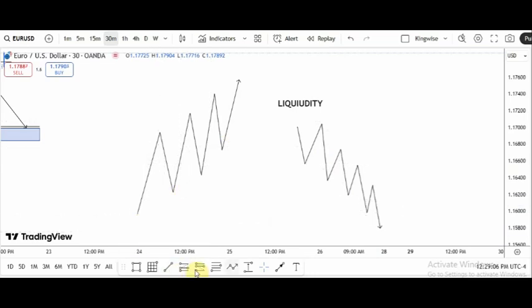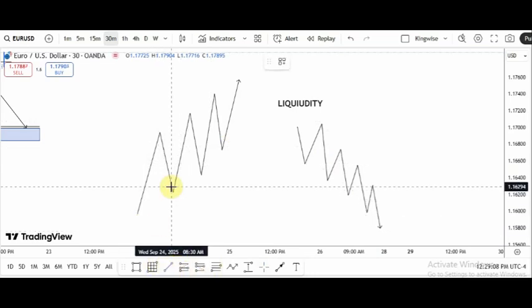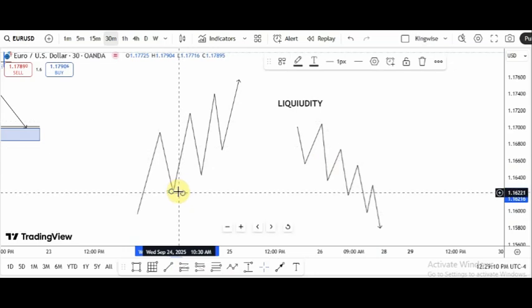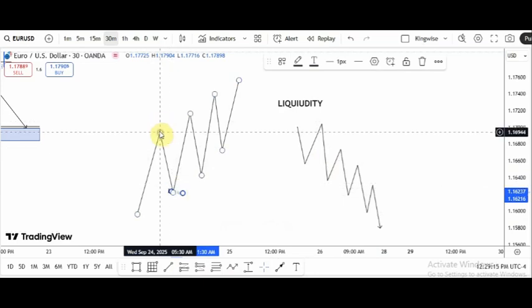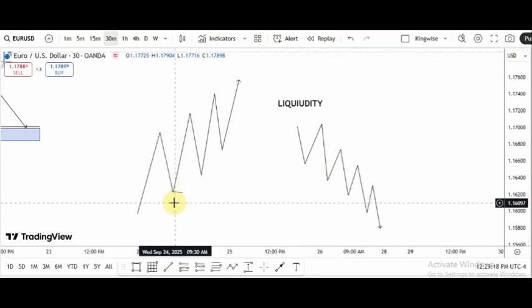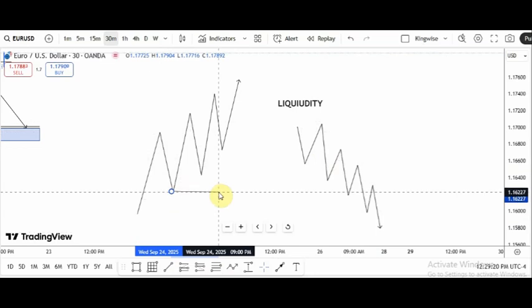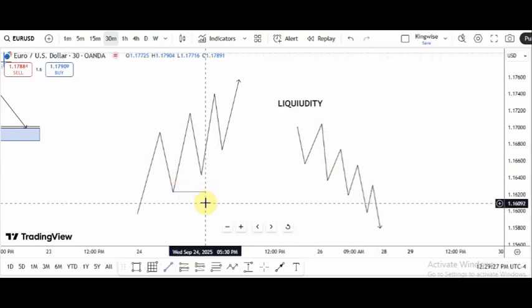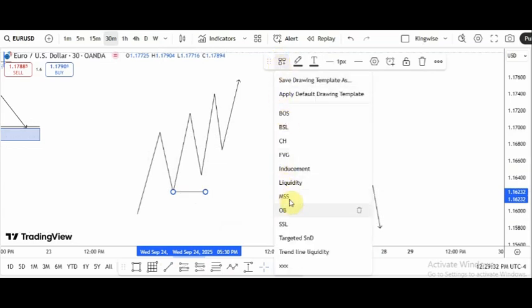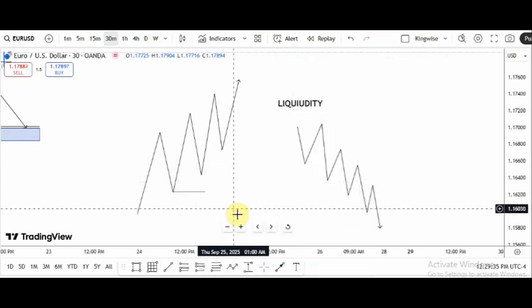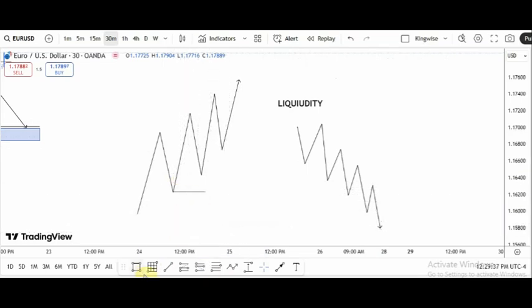On all of these points here, this is a low, this is a high. Liquidity is packed here. At this point, you find liquidity packed here. So this is a pool of liquidity, because let's say someone is interested in buying this trade.